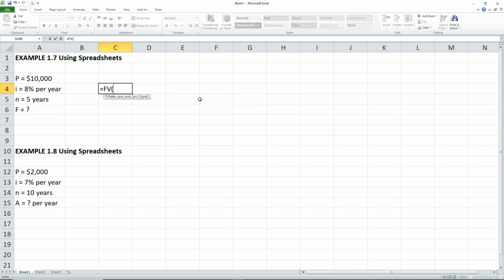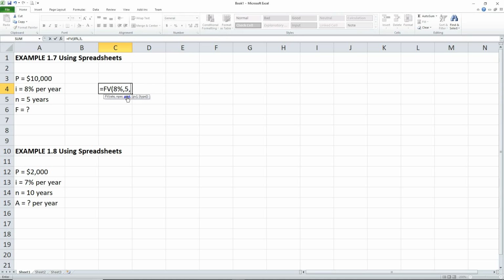So we start with the rate. The way that you're going to enter the rate, it's 8 and then percent, just like that. Then notice that the next is a comma. Put a comma and it's going to highlight the next parameter, N periods. How many periods do we have? We have 5. Then comma again.